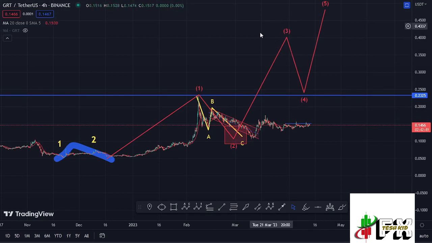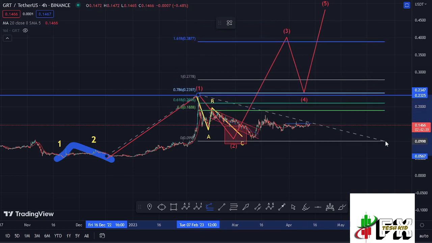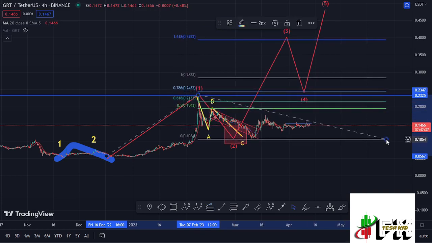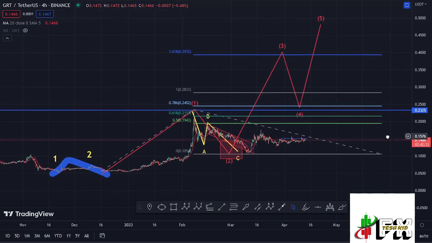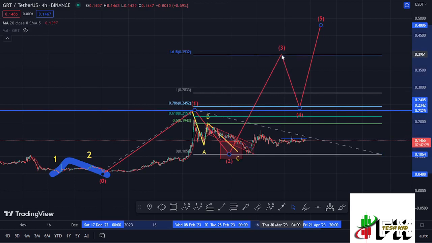Allow me to first sketch out a target area to the upside in the formation of this wave 3 by connecting the trend based Fibonacci from the low of the first wave to the high of that wave 1, then dragging the fibs to the low of the second wave, and that now gives me a target area in the formation of that wave 3 at the fib level 1.618, and that is at around the $0.3932 mark, and that is the minimum that I'm expecting GRT to do here on the short-term, on the long-term scenarios.